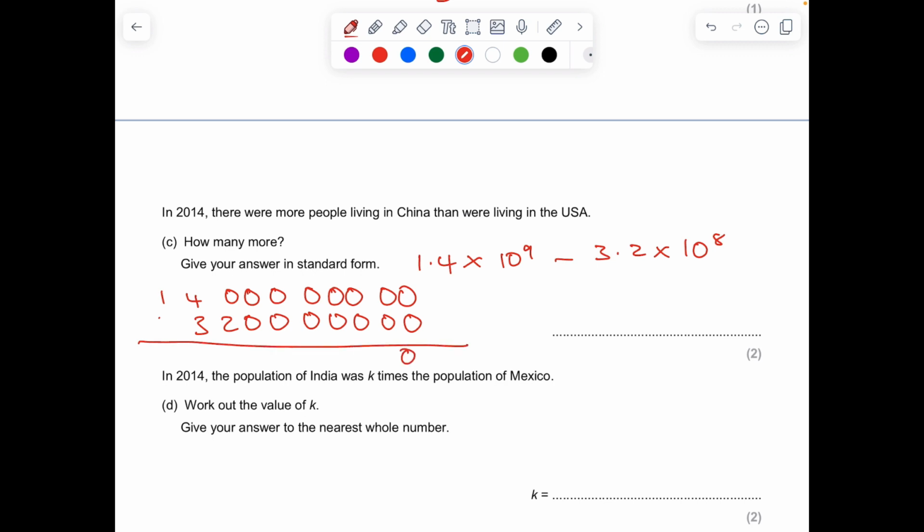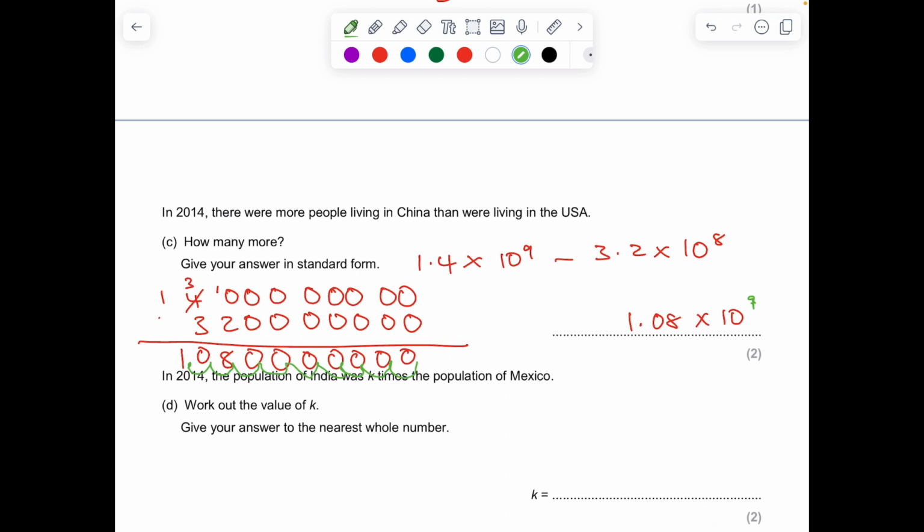Subtract. Obviously these are all going to be zeros because 0 take away 0 is 0. Then when we get to here, 0 take away 2 we can't do, so we're going to borrow. 10 take away 2 is 8. 3 take away 3 is 0. And 1 take away 0 is 1. So we know it's going to be 1.08 times 10 to the power of something. And we're going to put our decimal point there to make it in standard form. And we're going to move 1, 2, 3, 4, 5, 6, 7, 8, 9. So it's to the power of 9. Okay.